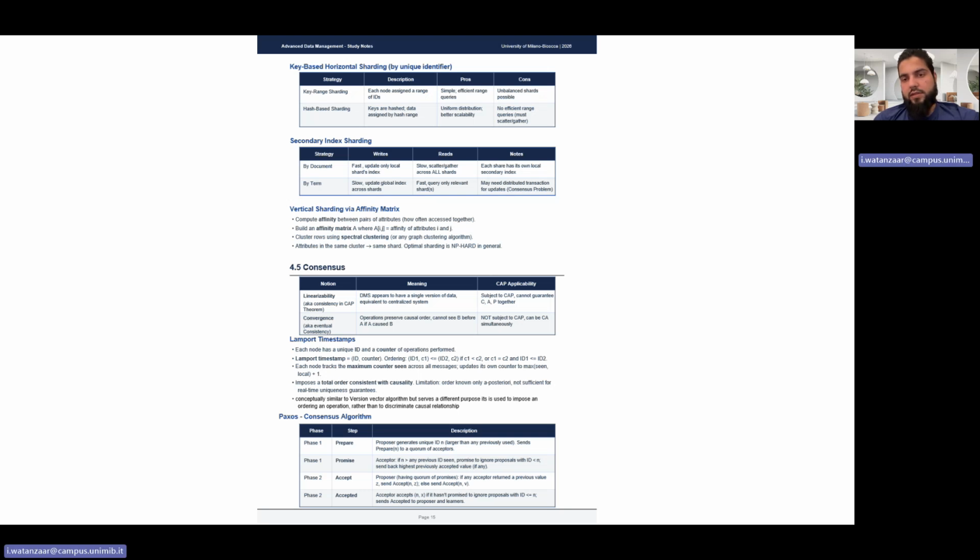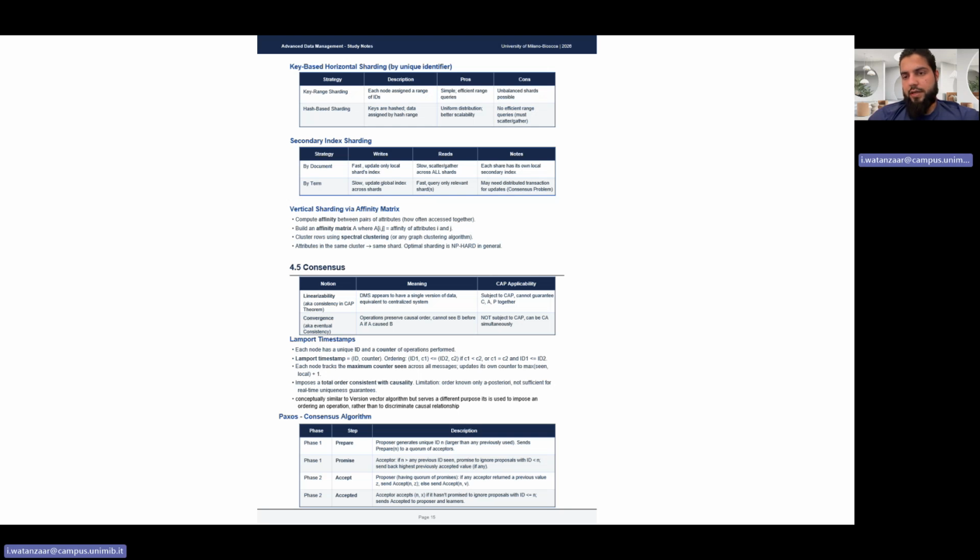Reads are slow, with scatter and gather across all the shards. That's why they need to read data from multiple nodes, because the same data is in shards or partitions across multiple nodes. So read is slow, but write is fast.